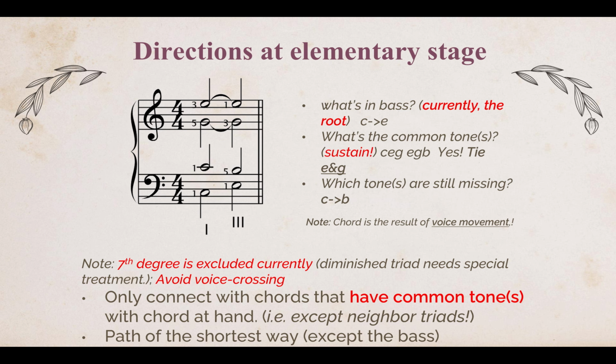Alright, let's look at an example. The image above shows a connection between the 1st-degree chord and the 3rd-degree chord. As a beginner, I recommend following 3 steps when connecting chords. Step 1. Decide what note goes in the bass. Since we've only learned root position chords so far, it's simple. We just put the root of the chord in the bass. So for the 1 chord, it's C, and for the 3 chord, it's E.